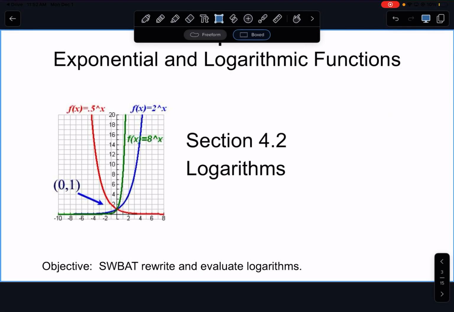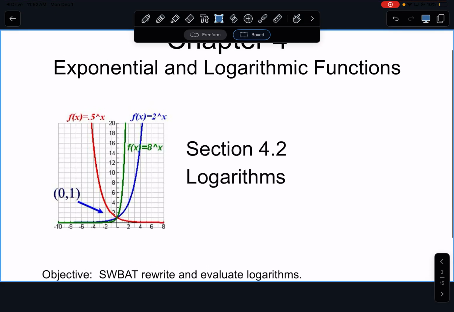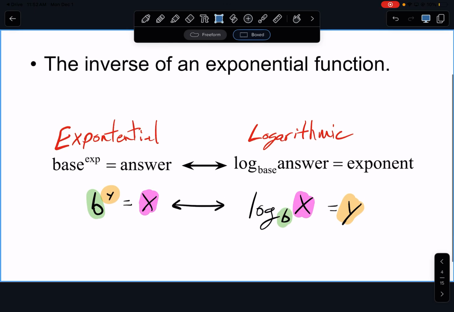Okay. So like I said, logs are the inverse to exponential functions. All right. So the real foundation of what we're going to be doing is this slide right here. The inverse of an exponential function is a logarithmic function. On the left is the exponential function. So the base is going to be a number or variable, but the base is the big number that the exponent is attached to. The exponent, or y, is the little number, the superscript, and then the answer is x.